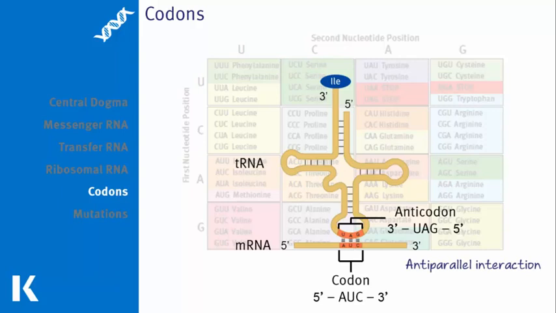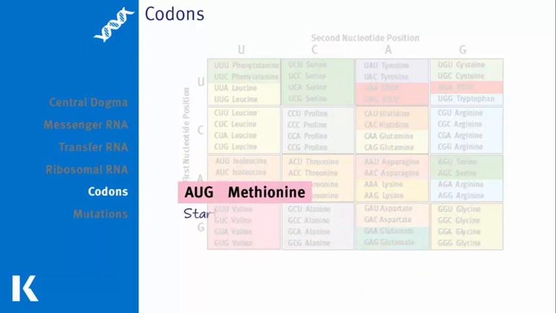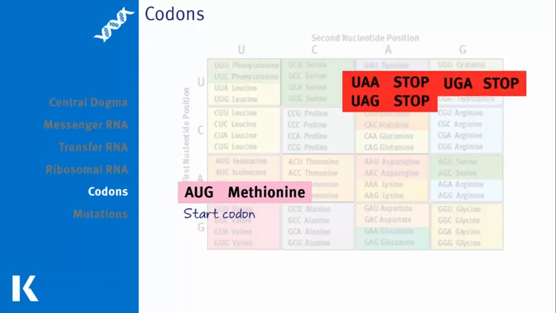Now there are only 4 codons that you have to memorize. They are the start and stop codons. There is only one start codon, AUG, which codes for methionine. When a ribosome reaches an AUG, it begins the process of translation. The 3 stop codons are UAA, UAG, and UGA.